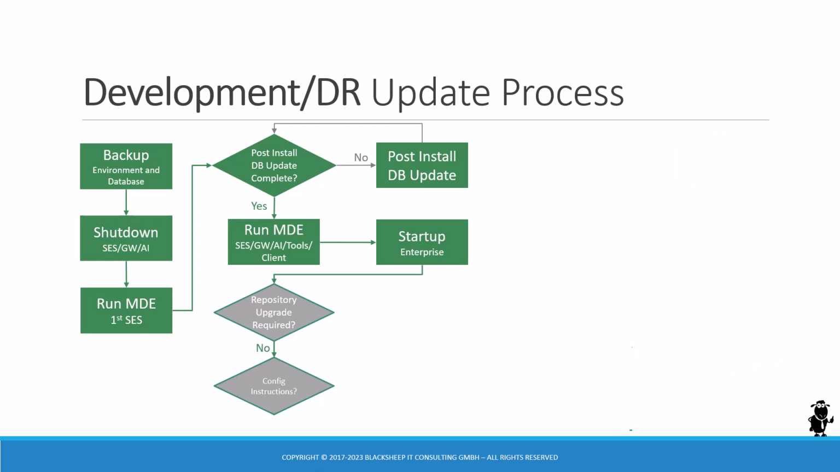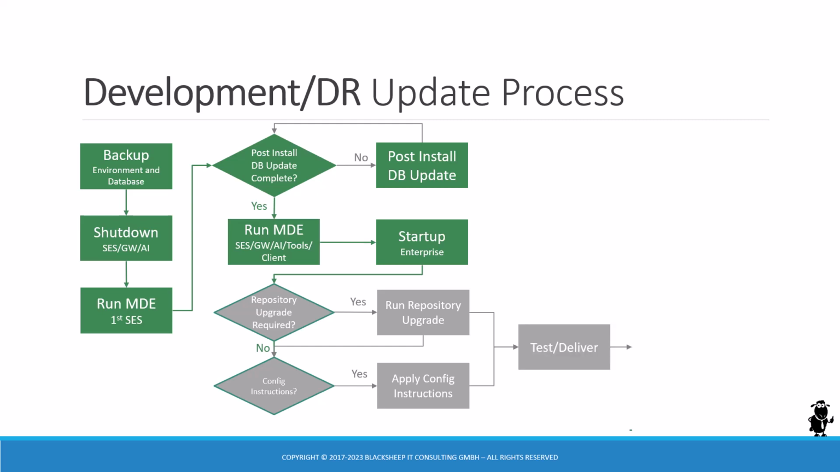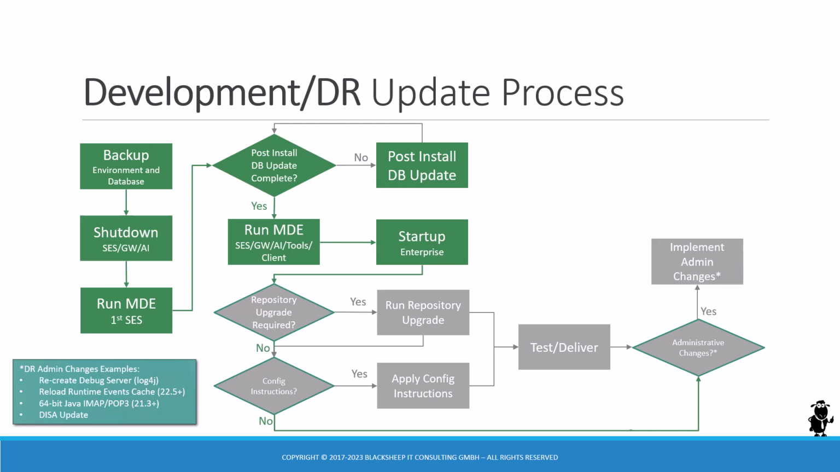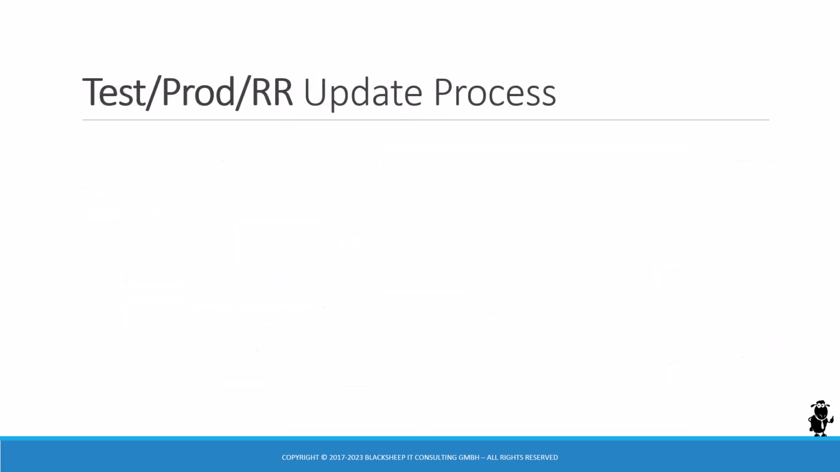So when you have decided to run the repository upgrade, you of course have to run it, and successfully so. If there are any config instructions, that's developer work in web tools too, and that has to be tested and delivered. Now, administrative changes depend on what version you are, what features you're using. So let's say you have some, and then you of course have to implement them. And now we're done. Now let's take a look at test or production or DR environments.